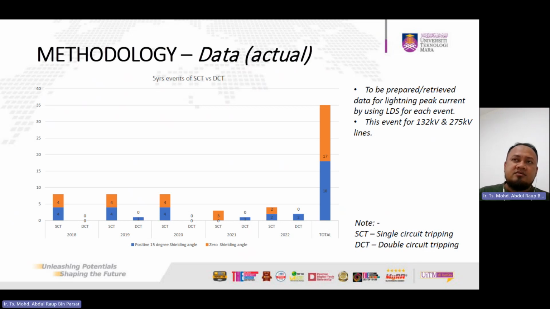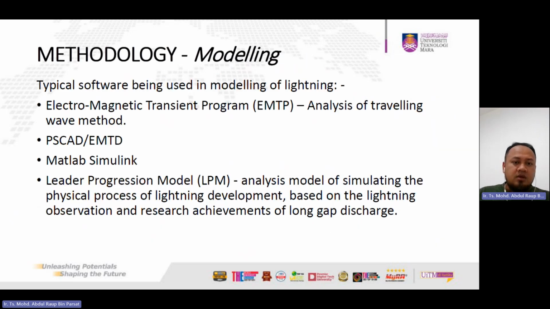My idea is to recognize the pattern of shielding failure versus the zero shielding angle, which is more related to back flashover. Soon, I will provide the data for lightning peak current using our LLS for each event, for the 132 kV and 275 kV lines.